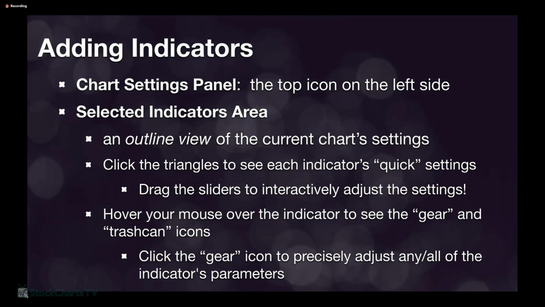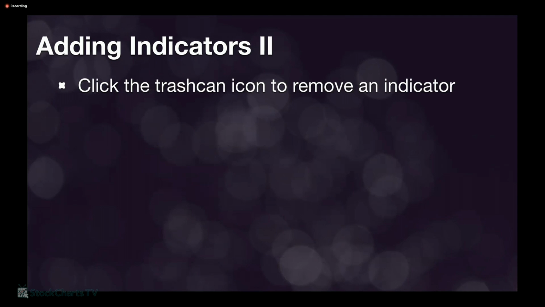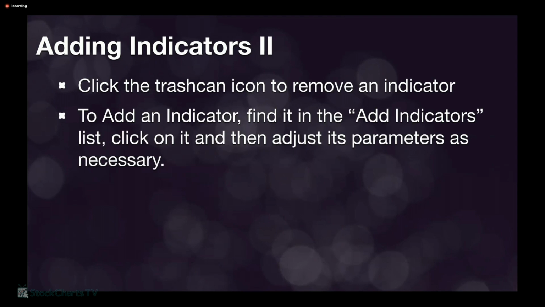The quick view stuff just gives you the simple settings, the settings that are commonly changed, but the gear will give you all the settings that could be changed. So you want to keep both of those in mind. That's going to be how you can really take fine-grained control over exactly what your indicators are showing you. Now, as I mentioned, the trash can icon is clicked on to remove the indicator.